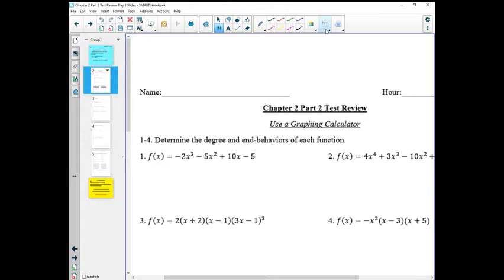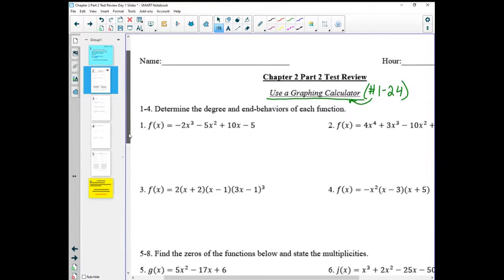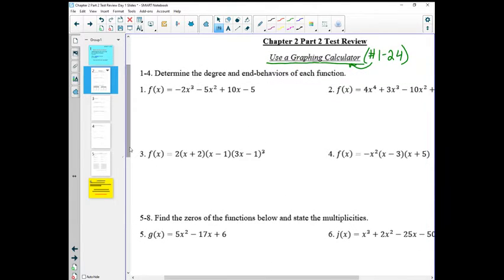On part of our test, you will be allowed to use a graphing calculator. So on numbers 1 through 24 on the test review, that is what you are allowed to use a calculator on the actual test. So let's start with numbers 1 through 4. Our question says, determine the degree and end behaviors of each function. This comes from section 2.2a, where we first learned about degree and end behaviors.